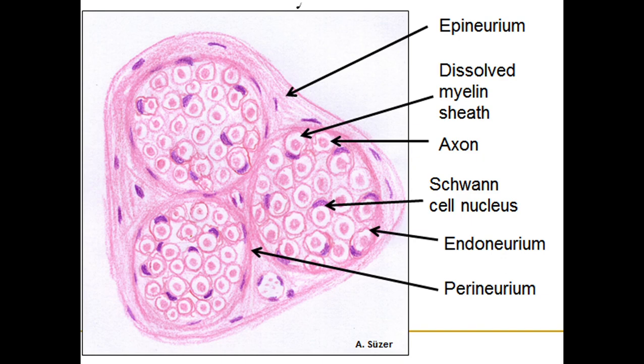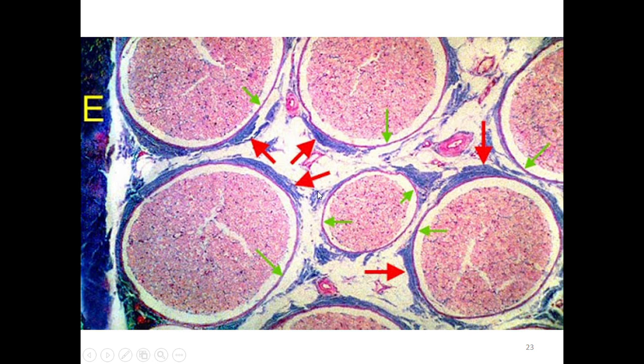And the epineurium includes dense, irregular connective tissue that surrounds a peripheral nerve and fills the spaces between nerve fascicles. So there are three sheaths. These are epineurium, perineurium, and endoneurium. In this slide, we can clearly observe the epineurium and perineurium that surround the nerve fascicles.